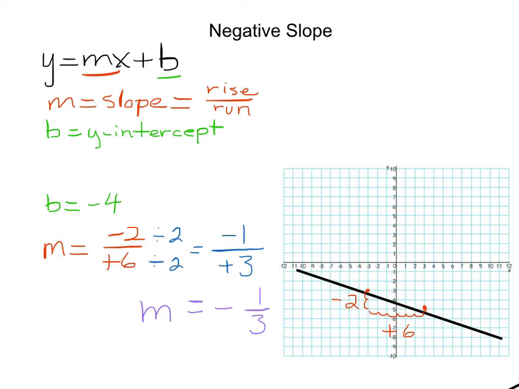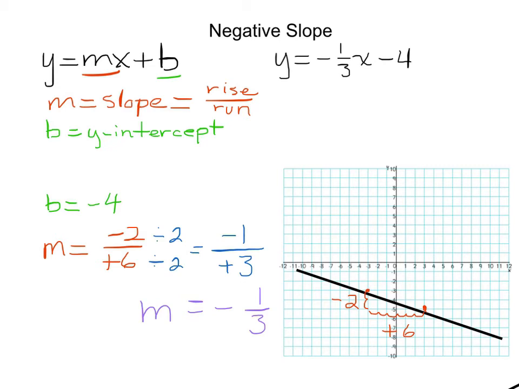So we're going to go back up to the top, and we're going to substitute everything in, and we're going to say that our equation for this line is y equals, and our slope we found was negative 1/3. So we have y equals negative 1/3 x, and then our b value, or our y-intercept, was negative 4. So we have y equals negative 1/3 x minus 4. And that is how we can calculate the slope of a negative line and write an equation based off of the graph that we already have.